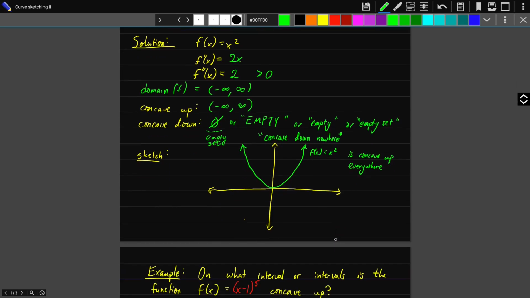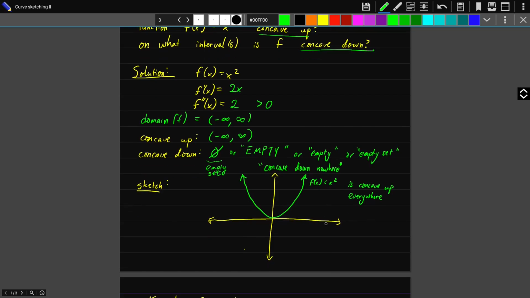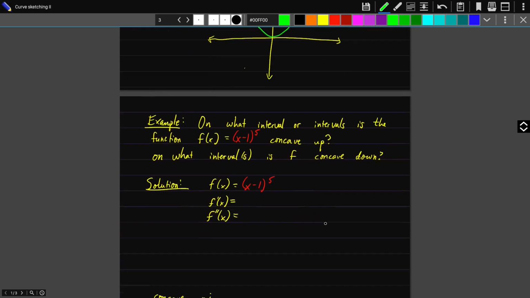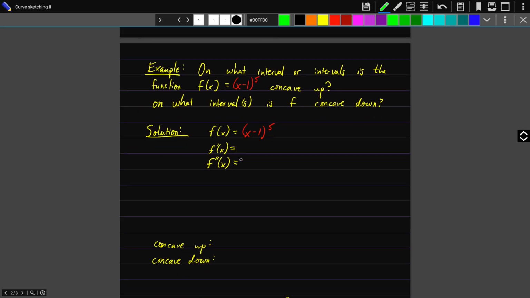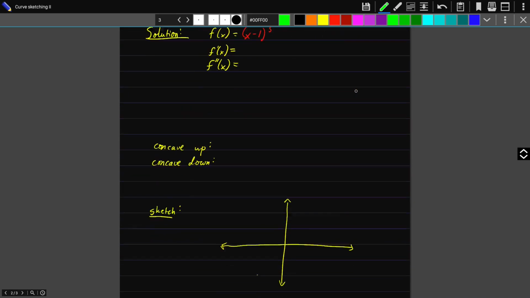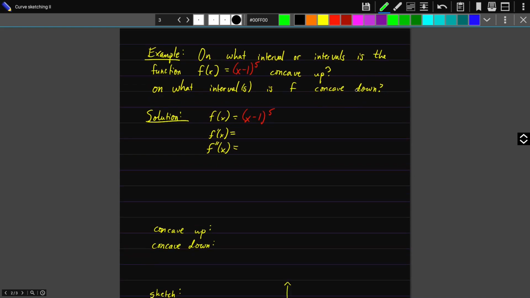Okay, so that's our first example. So let's handle a little more of a complicated example here. I've got the same question, and the only thing that I've changed is the function, which is now f of x equals the quantity x minus 1 to the fifth. So we want to determine the intervals where this thing is concave up and the intervals where it's concave down. So I will solve this problem in 3, 2, 1.